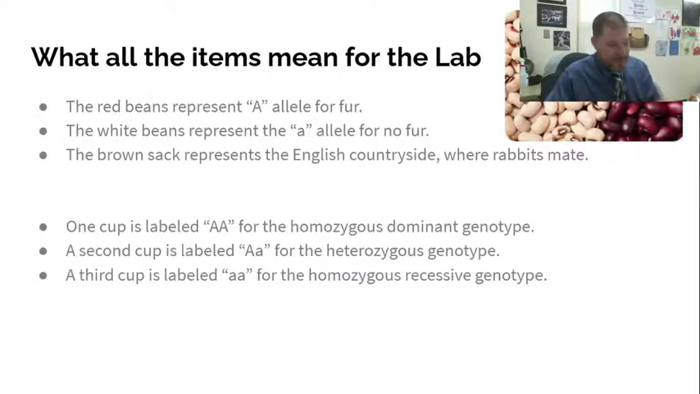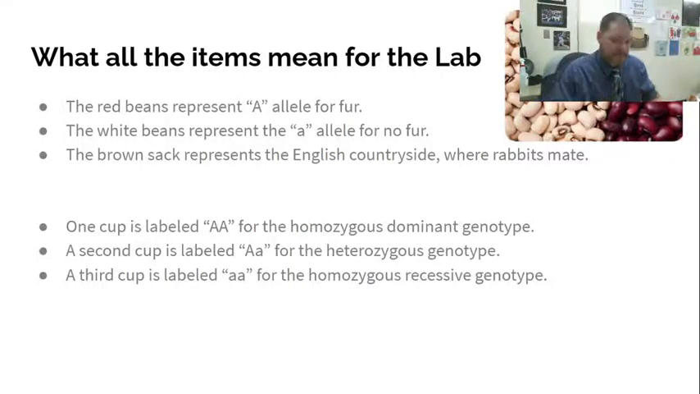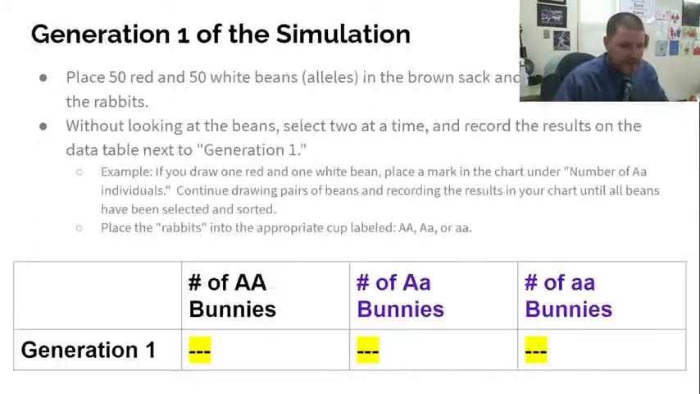We have then 3 cups. One is labeled, you can see it, big A. One is labeled big A, little a, and one is labeled little a. And that's basically because of how the lab's going to work. I'm going to show you how it works before I show you the data that you're going to be using. So what happens is that there's 50 of each type of bean in this container.